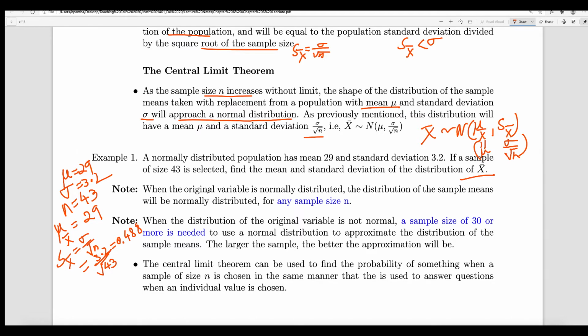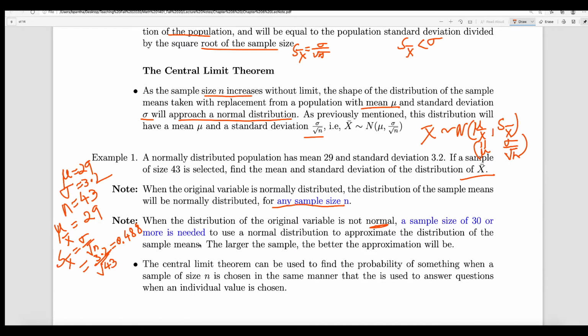When the original variable is normally distributed, if the population is normally distributed, then the distribution of the sample mean will be normally distributed for any sample size n. If the original population is normally distributed, then the sample size does not matter. For any sample size, the distribution will be normal. But when the population data is not normally distributed, a sample size of 30 or more is needed.